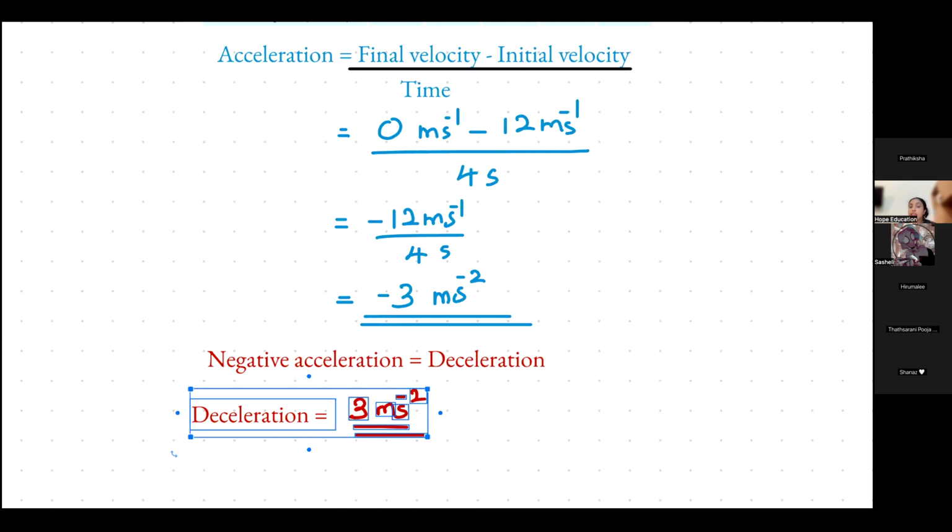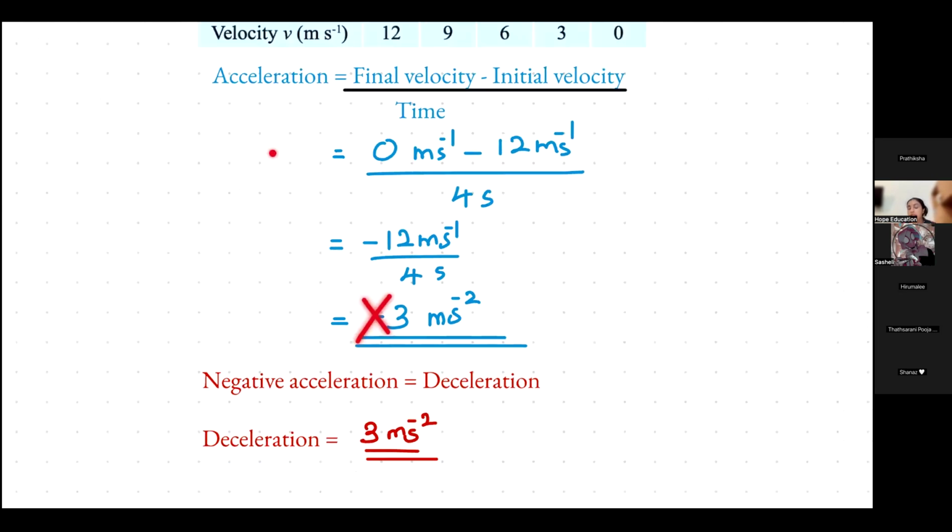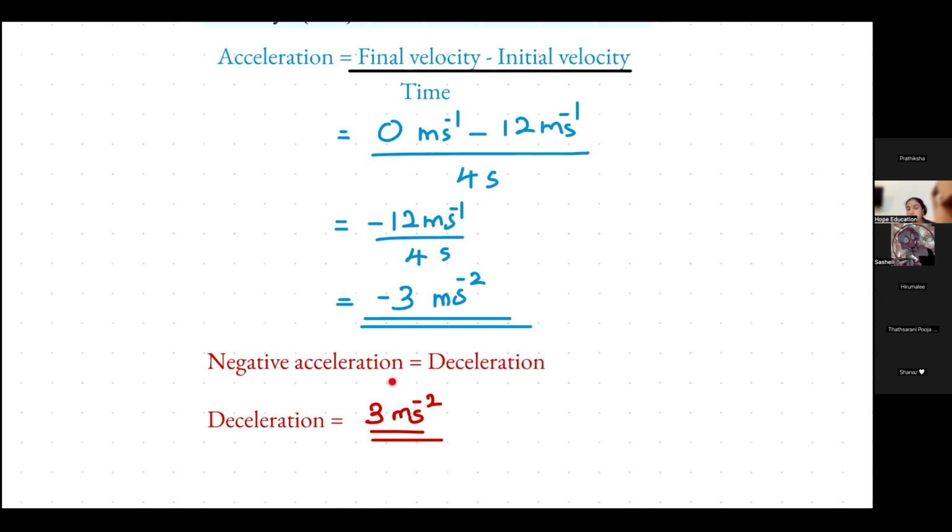When writing deceleration, it's the same answer, but we don't put the minus. In acceleration we wrote the minus. In deceleration, we write the same answer as the acceleration, but without the minus. Is it clear, Lamai? Is it okay to write in both ways, plus and minus?